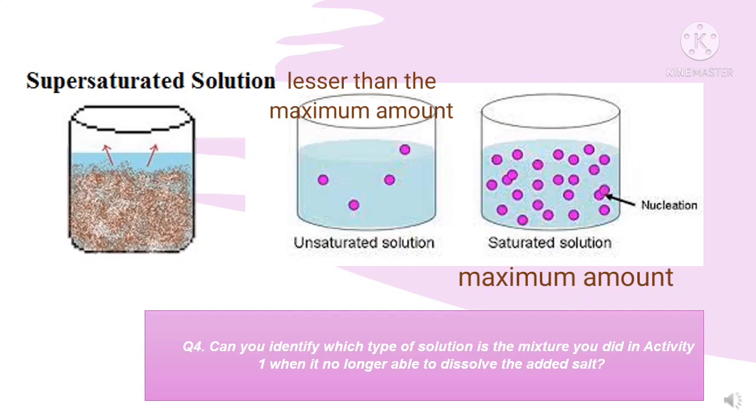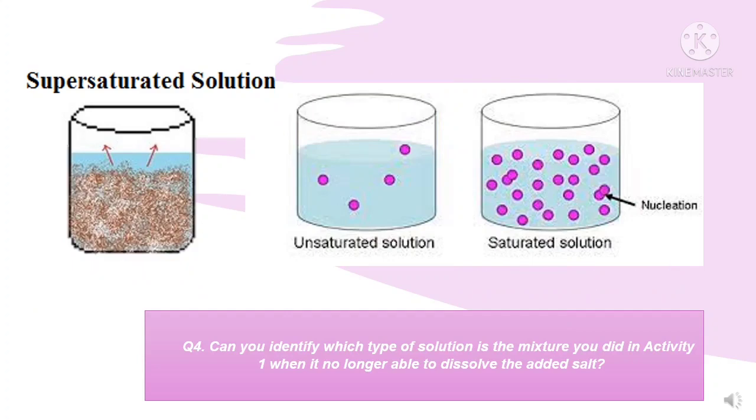Next, we have the supersaturated solution. So as you can see, the amount of solute is greater than the maximum amount. Mas madami pa siya sa saturated solution. Ang magiging outcome niyan ay sobrang alat na nung solution, as in maalat na, to the extent that the solutes no longer dissolve. So that is supersaturated solution.